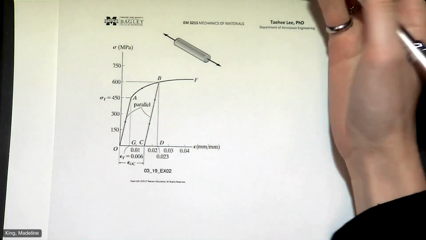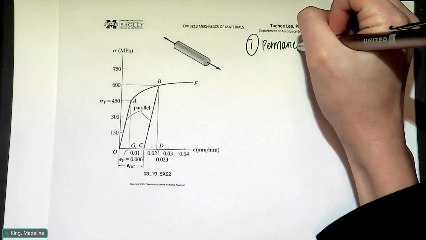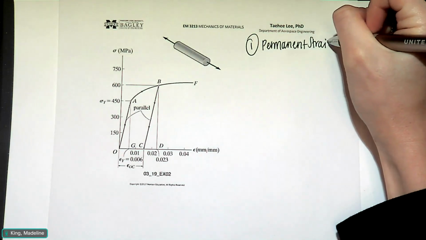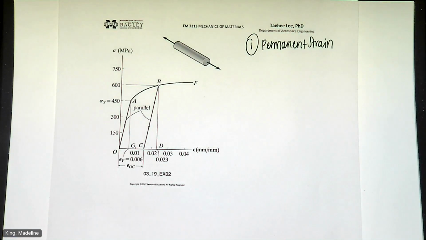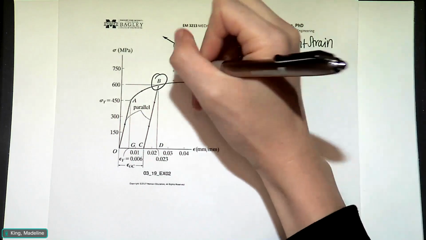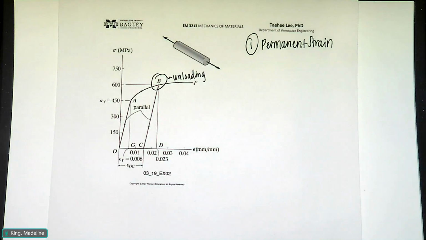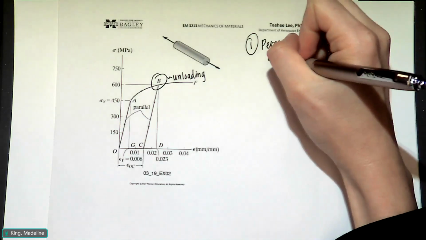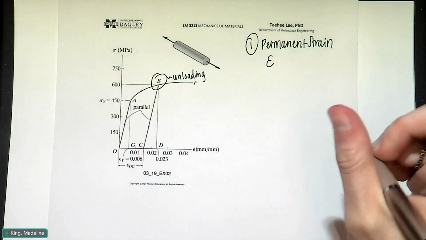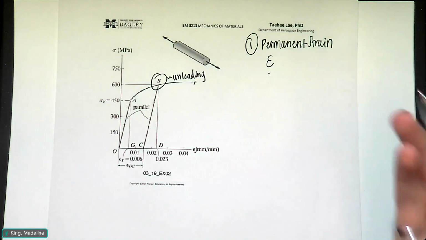All right. So like I said earlier, we were asked to find the permanent strain. Determine the permanent strain that remains in the specimen when the load is released. So like I said earlier, at point B, that's when we start unloading. Okay. And if we're asked to find permanent strain, we're asked to find epsilon. So strain is always epsilon.